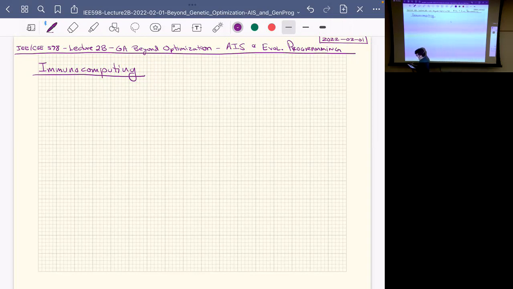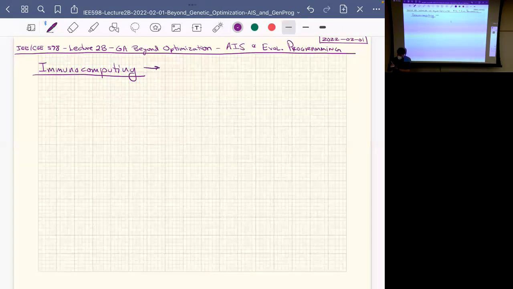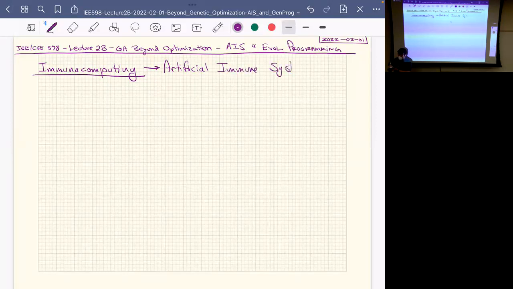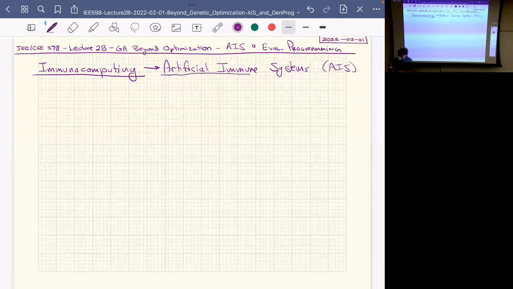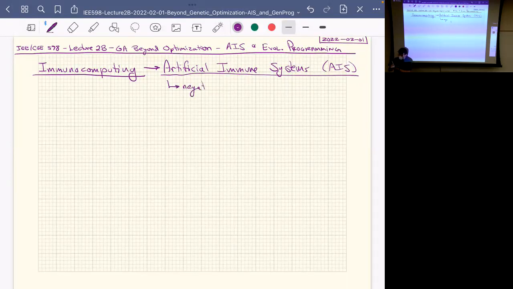And we are focusing on a smaller set of that, these so-called artificial immune systems, which we'll also call AIS. And as we'll talk about in just a second, I'm mainly going to be focusing on negative selection and clonal selection algorithms. And we'll define what those mean in a moment here.